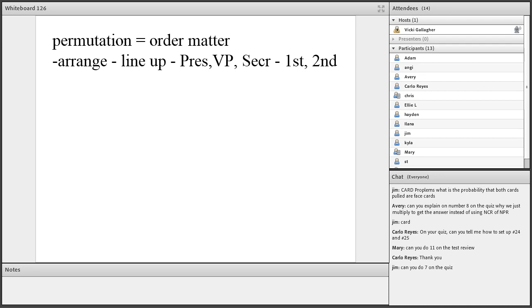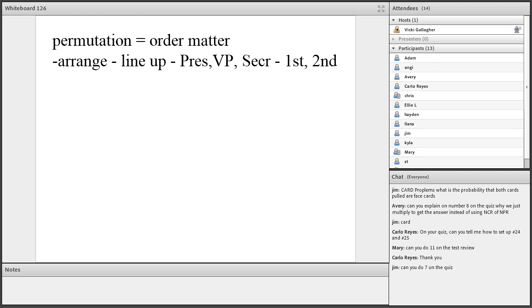And on a combination, unfortunately, there's not key words like a permutation has. You just have to think to yourself, does the order matter? Do I care what order this happens in? Some things that we commonly ask about are like a cabinet of people. So like an ASB cabinet, as opposed to an ASB president, vice president, secretary. If you're just making a cabinet, it's just a group of people.